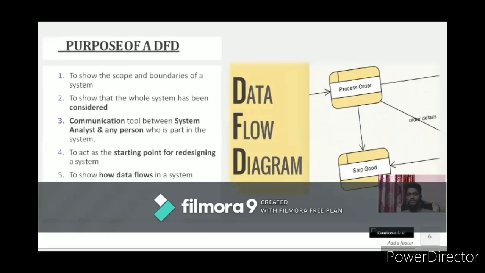And the fifth point is to show how data flows in the system. We can see that DFD provides the data flow of the whole system. So the whole system can be shown visibly in the data flow diagram. It will show how data flows in a system.